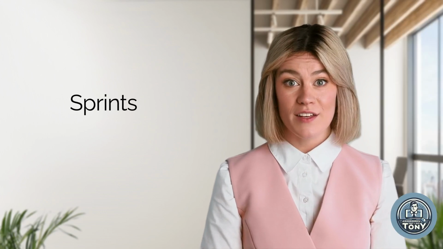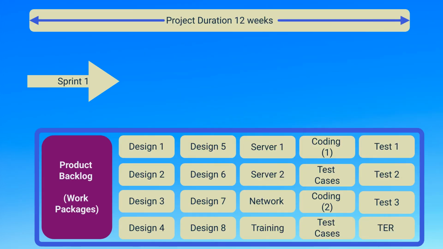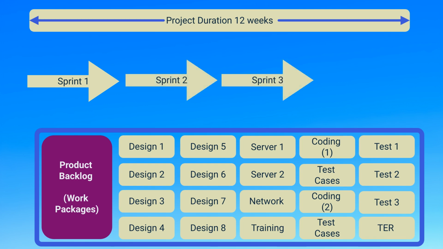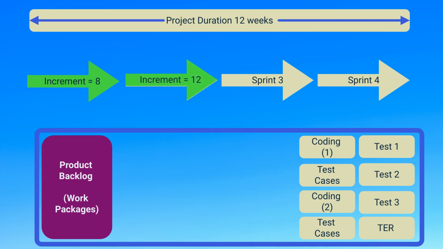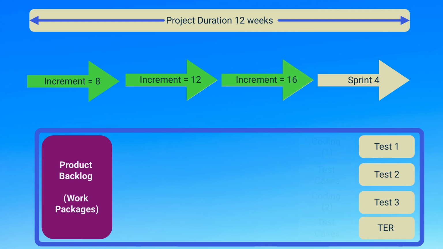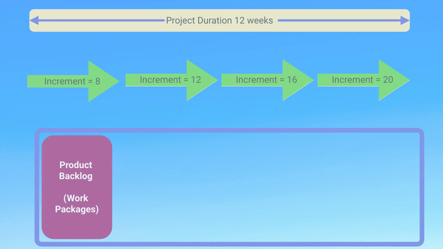Now we can look at sprints, which was touched on in part 2 of the Agile lessons. Sprints are fixed-length iterations, typically lasting 2 to 4 weeks. At the end of each sprint, the team delivers a potentially shippable increment of the product. As the increment number increases with each sprint, the product backlog reduces in size until the project is completed. This approach allows for frequent feedback, course corrections, and faster delivery of value to the customer.